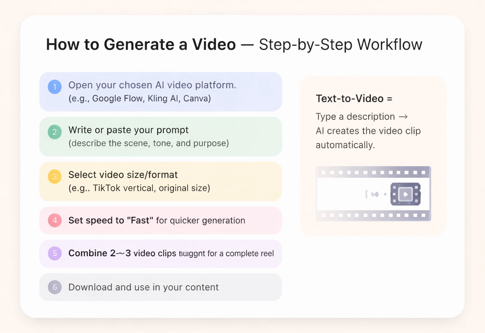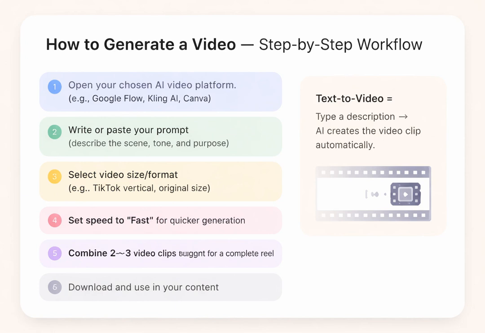You can choose the video size and format, for example, a vertical format for TikTok. Set the generation speed to fast to save time. You can then combine 2 or 3 short AI-generated clips together to create a complete reel or short video. Finally, download it and use it in your content.